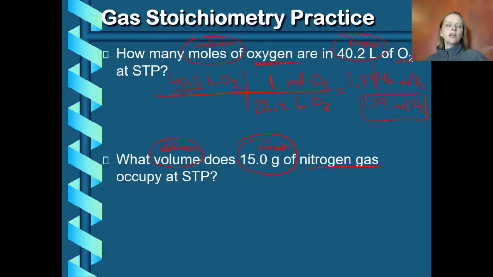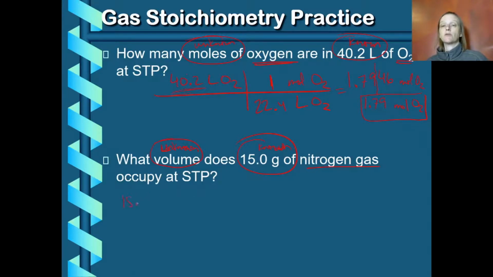I'm starting and ending with nitrogen gas, so I don't have to convert to a different substance, but I do need to convert from grams to moles and then from moles to volume. Converting from one unit to another, you always go through moles with these types of problems.